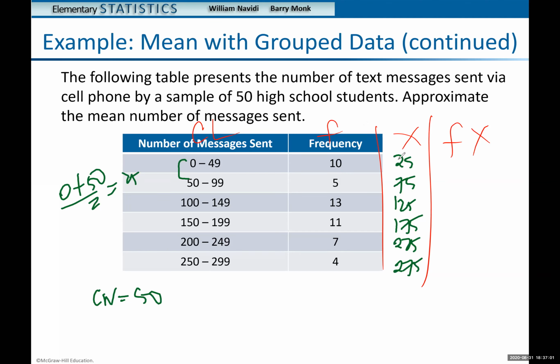Then fx is multiplying f and your x. So it's 10 times 25, 250 here. And then 5 times 75, is it 375? 375. Yeah, and so on and so forth. And we have that data on the next slide. So I'm just showing you how to do it, okay?